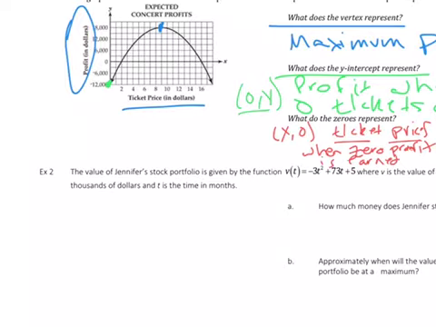All right, so when y is 0, x is going to have 2 points there. That's going to be roughly here and here. So that's what each of those points on that graph would represent, and those are going to be the things that we're looking for when we're doing these real-world situations. Okay, so let's try one.